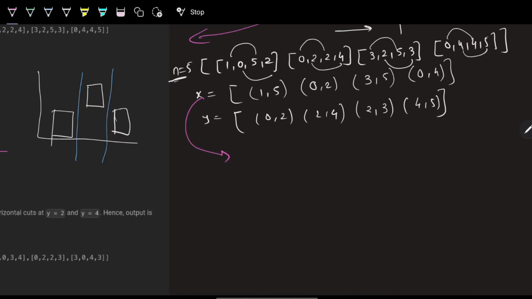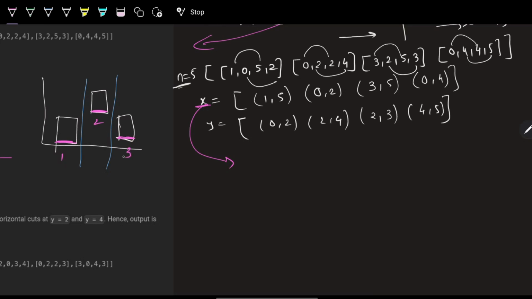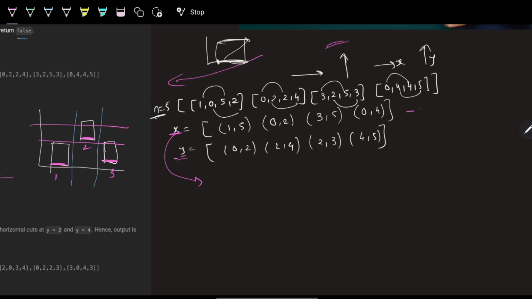I will sort because I want to just check whether this x interval is overlapping or not. When I'm checking for the x interval, I'm checking whether these things are overlapping or not. If I get at least 3 non-overlapping intervals, that is 1, 2 and 3, it means I can split it into 3 regions. And similarly I will check for this. When I'm checking for the y intervals, basically I'm trying to check whether I can divide it into 3 horizontal regions or not. So when I'm checking for x, I'm checking for the vertical split.